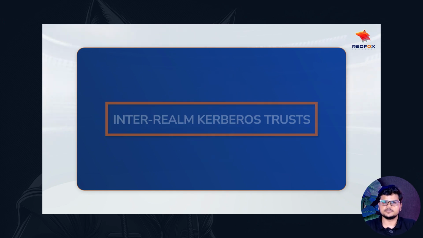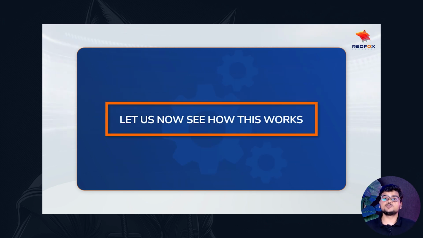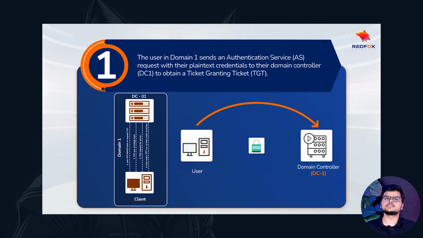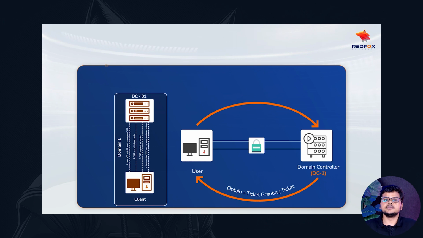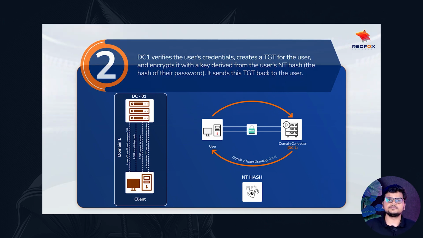Inter-realm Kerberos trusts. When domains in separate forests or realms need to share resources, they establish inter-realm trusts. Let us now see how this works. The user in domain 1 sends an authentication service request with their credentials to the domain controller DC1 to obtain a ticket granting ticket. DC1 verifies the user's credentials, creates a TGT for the user, and encrypts it with a key derived from the user's NT hash, the hash of their password. It sends this TGT back to the user.